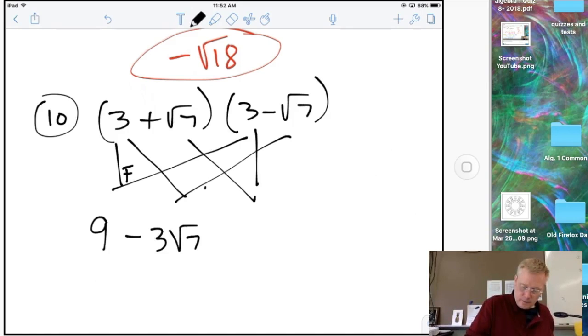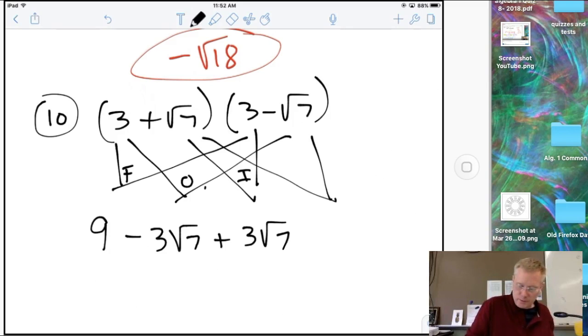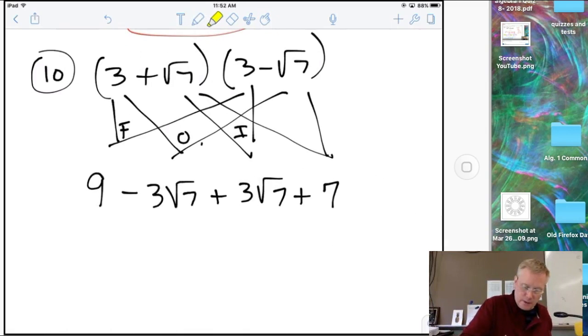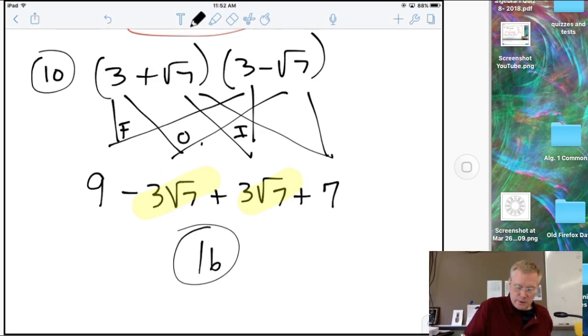Inside is square root of 7 times 3, which is 3 square roots of 7. L is the last numbers. Square root of 7 times the square root of 7 is 7. Okay, and then I can combine like terms here. These two actually cancel each other out. Those two right there, negative 3 square roots of 7 and positive 3 square roots of 7, that's 0. So I'm left with the 9 and the 7 together, which is 16. Okay, and that's the answer.